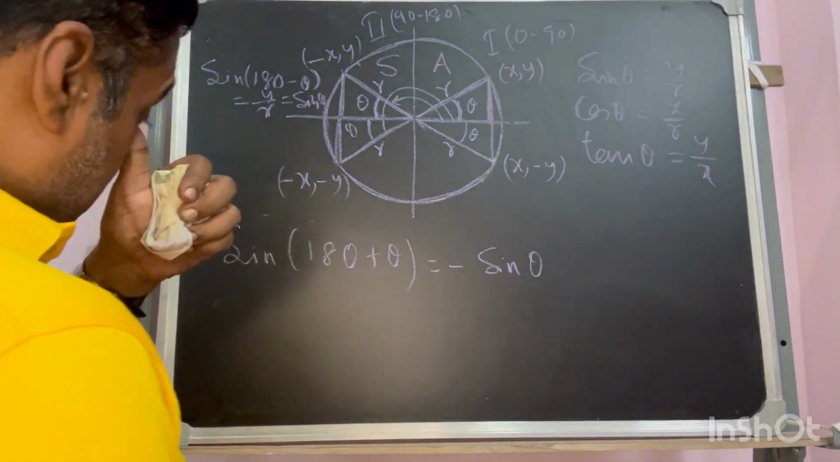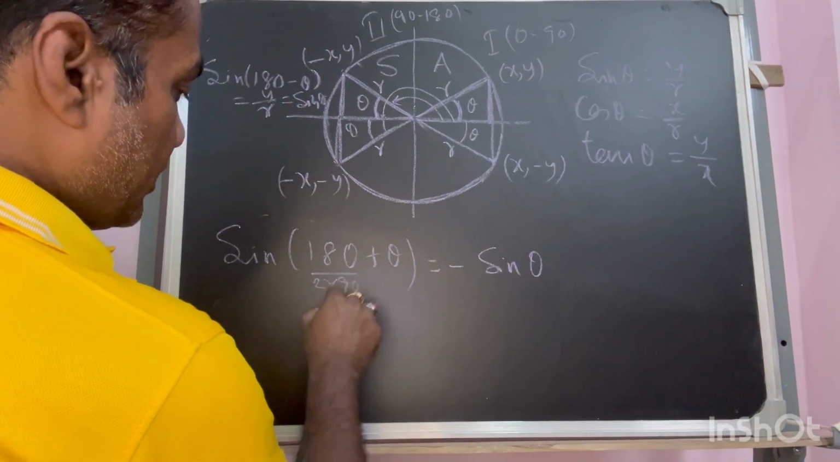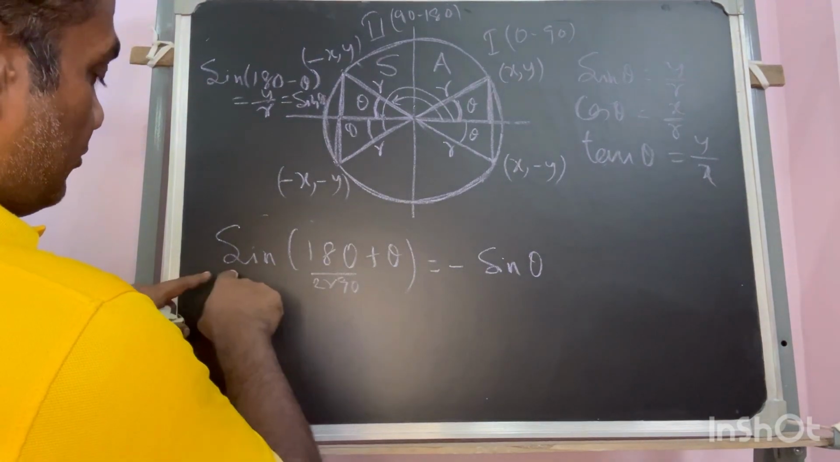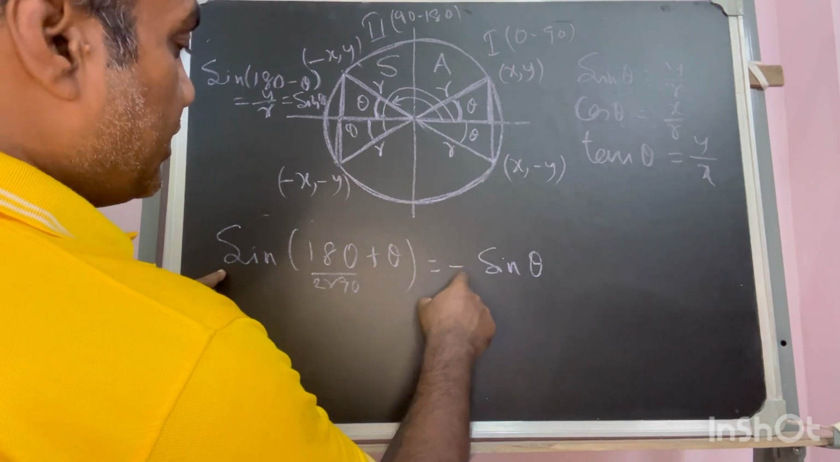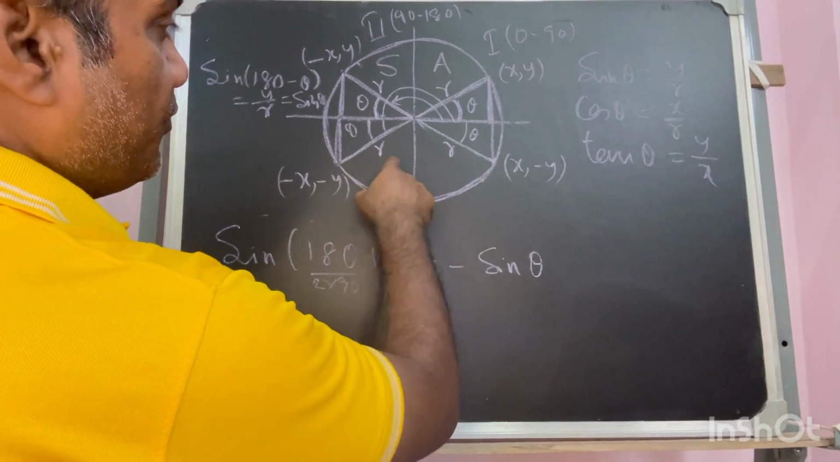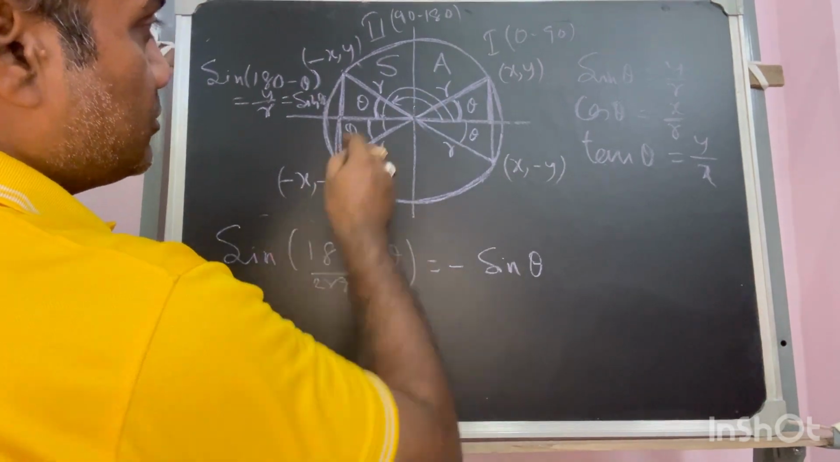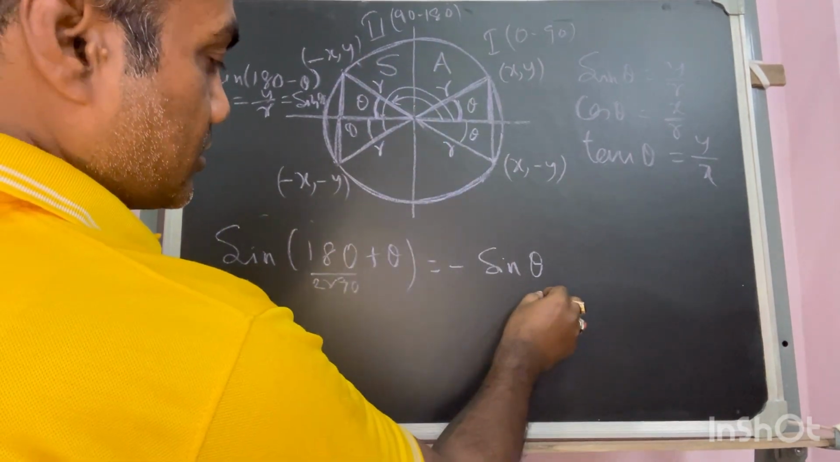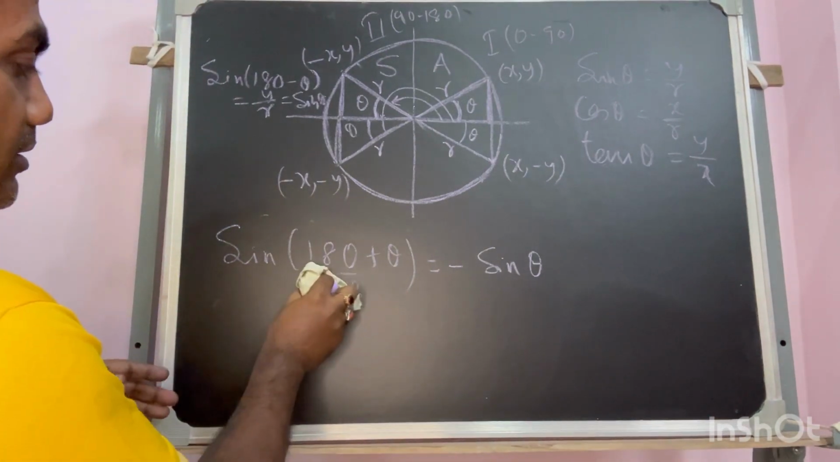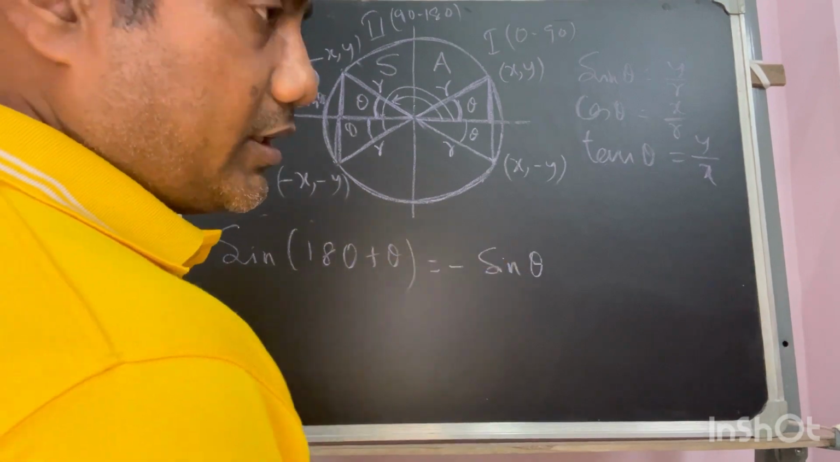Now you can see the resemblance to 2 into 90. Even multiples of 90 will not change the ratio, so sine will be as it is, but negative and positive will be decided by the quadrant: sine is only positive in the first and second coordinate, in other coordinates it has to be minus. So we can say that in the third coordinate, sine will be negative.